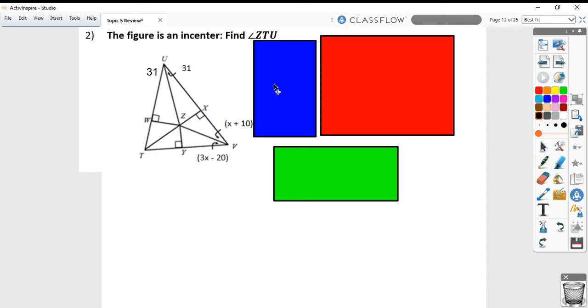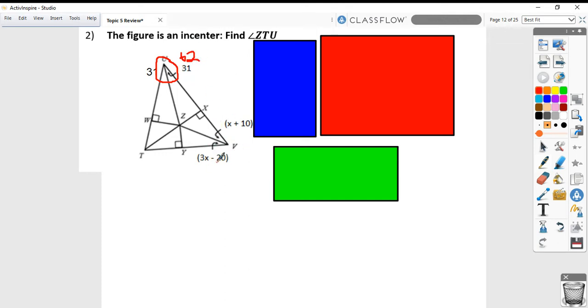Problem number 2. This is probably the most complicated one on the whole paper. All right, first off, we have an in-center. According to your cheat sheet, the in-center is created by angle bisectors. So that means this angle up here that's labeled 31, the one next to it is also 31. So this whole entire corner up on top, all together, is 62. Okay, that's going to be important later.